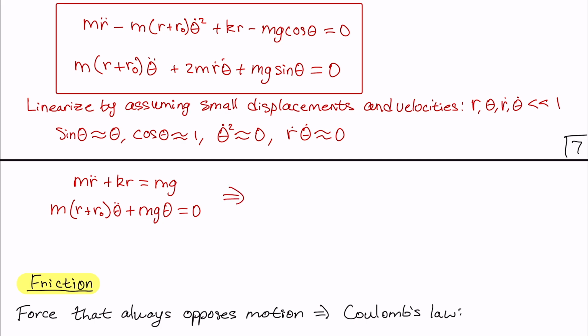But we can eliminate the mass from the second equation, and we will do that, and then we'll also end up dividing by this (r plus r0). In that case, our equations of motion will be m r double dot plus kr is equal to mg. Then theta double dot plus the quantity g divided by (r plus r0) times theta equal to 0.